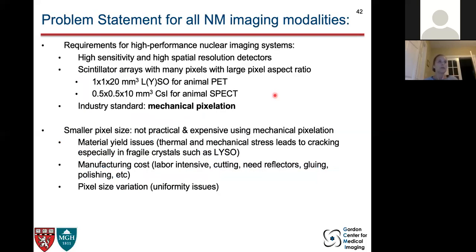And the problem for many nuclear imaging modalities is that, especially if you want very high spatial resolution, you want very small pixels. There is a problem with the industry standard, which is mechanical pixelation, where you take a big crystal and cut it into many small pixels and assemble them with reflectors. And this is not practical. It can be expensive if you want to go to smaller pixel size. You will have material yield issues, high manufacturing costs, and also pixel size variations, so uniformity issues.